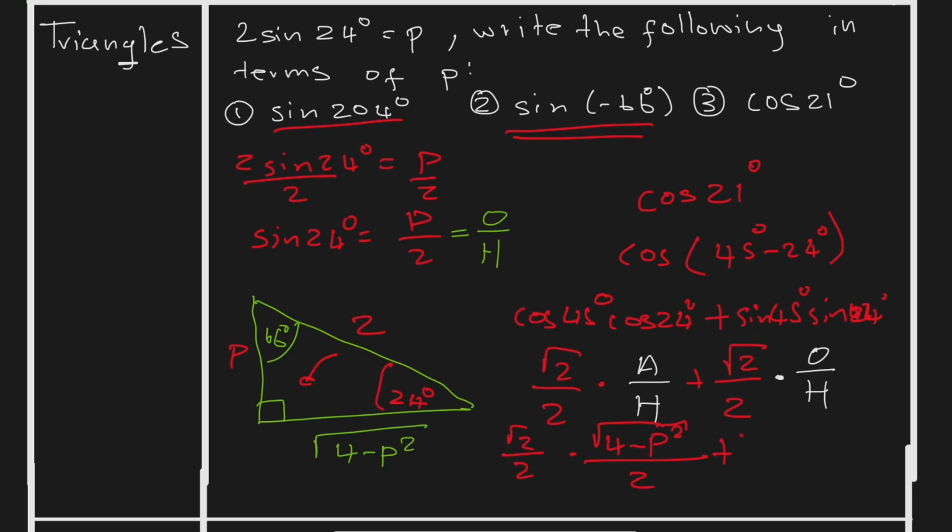So now we're going to have the square root of 2, all divided by 2. But now what is the opposite, if the reference angle is 24? The opposite is just p. So you're going to have p, and then the hypotenuse is just 2. So that means this is going to be our final solution. But now you need to write it in a simplified way.